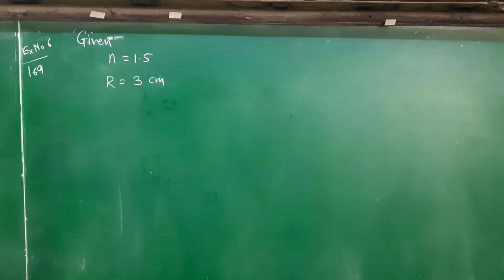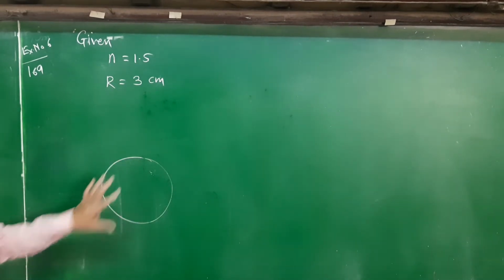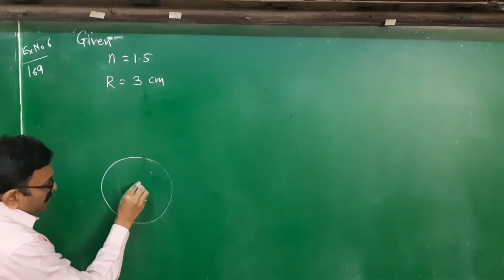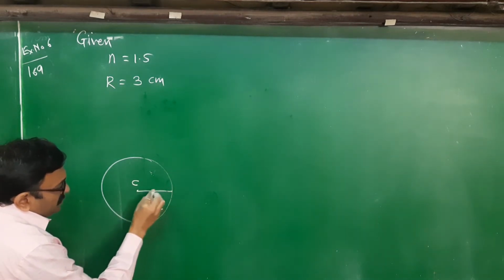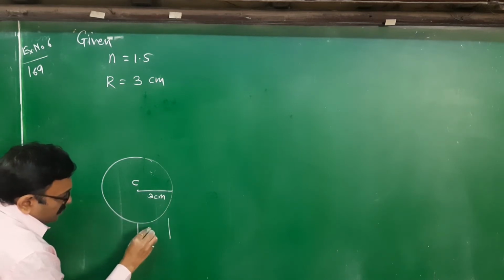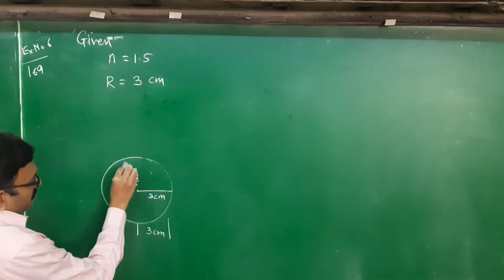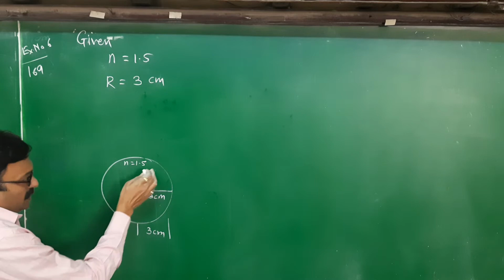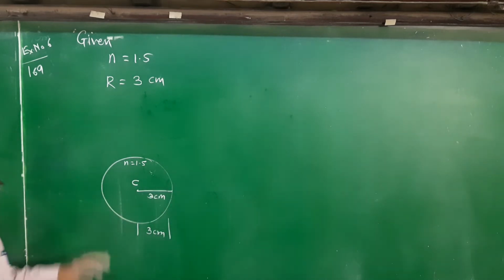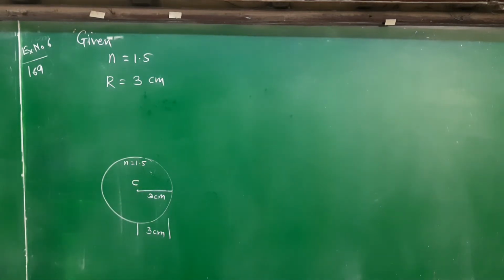For the explanation of this, we draw a diagram. Let's consider this one is a paperweight. This paperweight has its center here, with a radius of 3 centimeter. This medium has refractive index 1.5. That means we suppose this is made up of a glass surface, and this glass surface has refractive index 1.5.